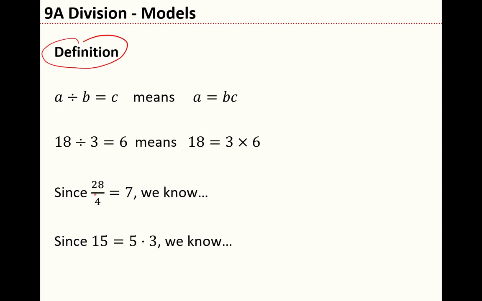So how about this problem? Since 28 divided by 4 is 7, what does that mean in terms of multiplication? Do you know? It means 28 equals 4 times 7. How about going the other way around? Here's my multiplication. Since 15 equals 5 times 3, we know what? 15 divided by 5 equals 3. Now, also, we could say that 15 divided by 3 equals 5. So either way is fine.